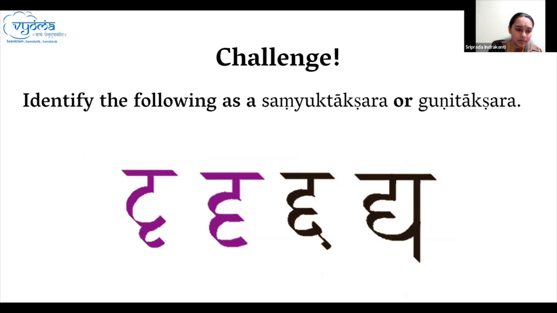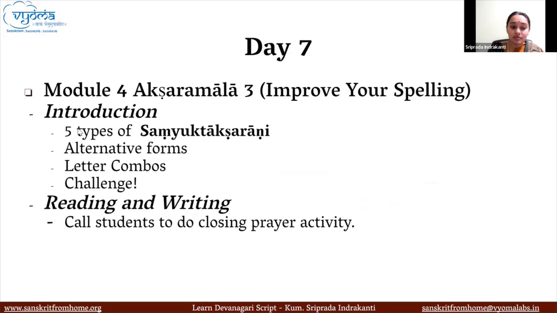So yeah, many people got it right, but few people are confused. It's understandable. This is a very hard question. So this is tr, dr, d, dya. So the last two are Samyuktaksharas, the first two are Gunitaksharas. Today we learned 5 types of Samyuktaksharas, the alternative forms and letter combinations with more than one Samyuktakshara, more than two Vyanjana.